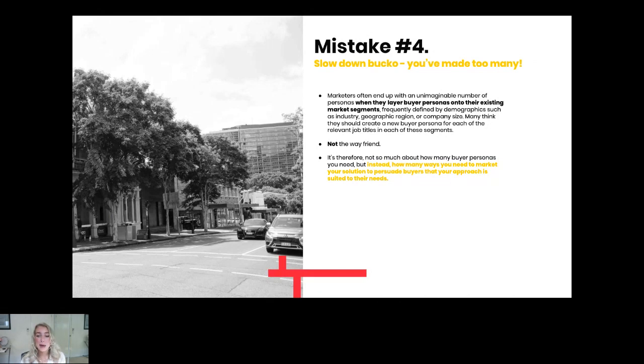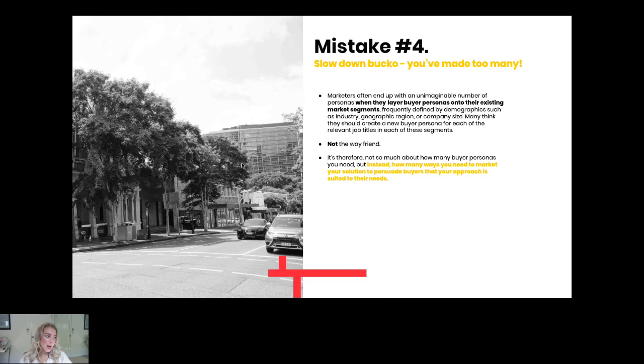It's not about how many buyer personas you need. It's about how many ways you need to market your solution to persuade buyers that your approach is suited to their needs. That's all it is. So you might only have 2 other personas. You might have 5 more if your business is super diverse and you have a really diverse customer base. That's a really important point I want you to take home.